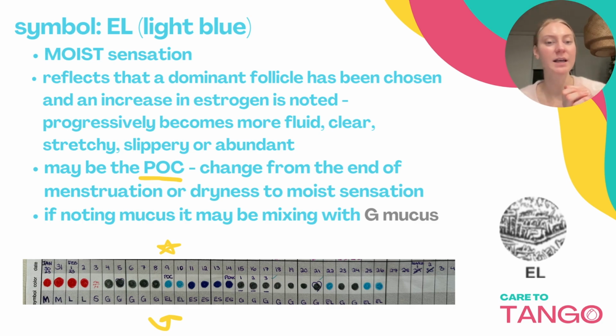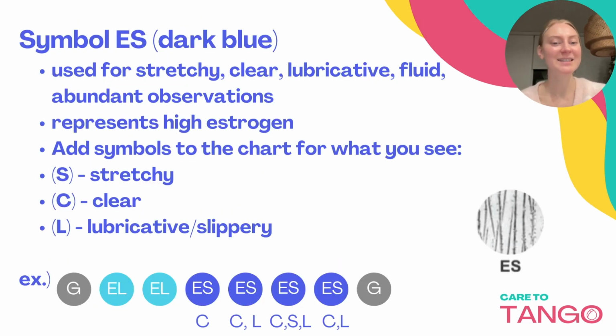Once we see the rise in estrogen, this G mucus can start to come out, and that might be what you're seeing mixed with the moist, and this would be fertile. ES is your dark blue days, and it is used for stretchy, clear, lubricative, fluid, or abundant mucus observations.